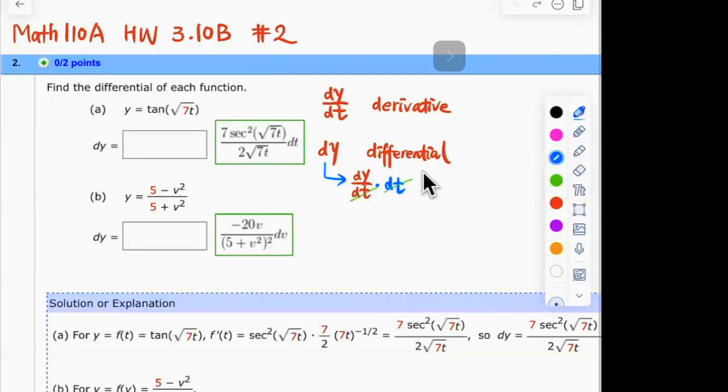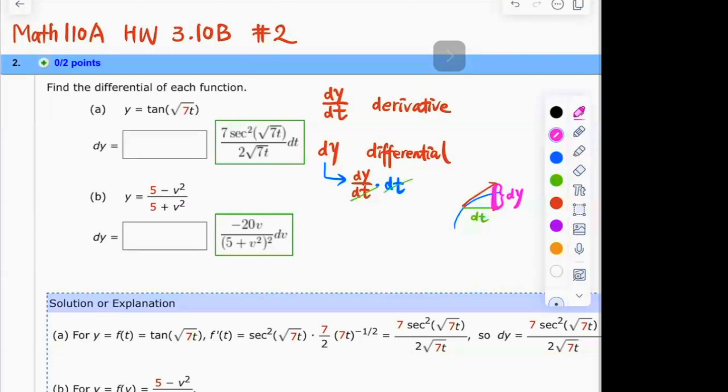Now geometrically, we have a curve, and the derivative corresponds to the slope of the tangent. If we have dt over here, then dy is going to be this. Let me use a different color, the pink color. This one here is dy. So it's the change of y along the tangent line.